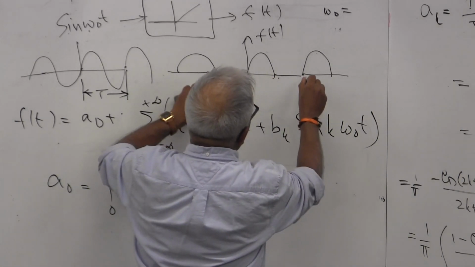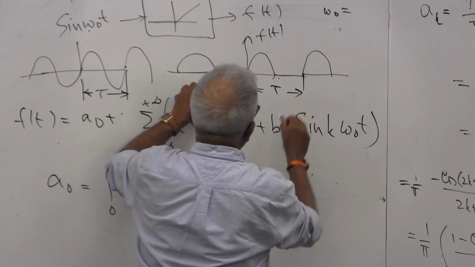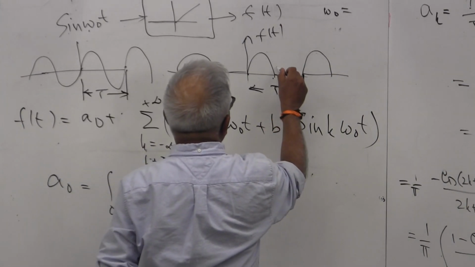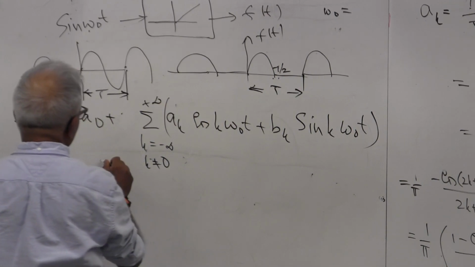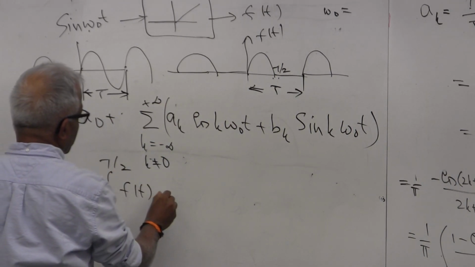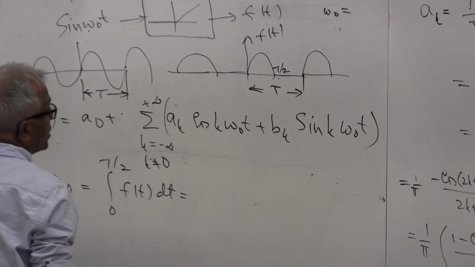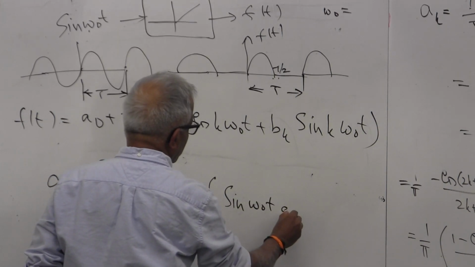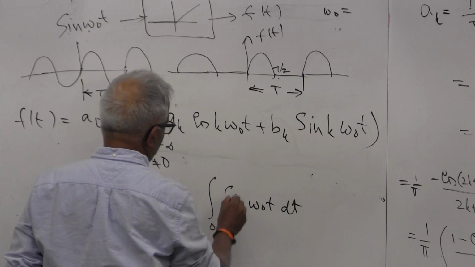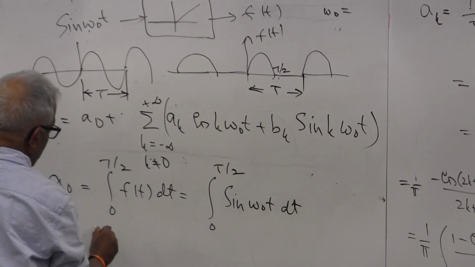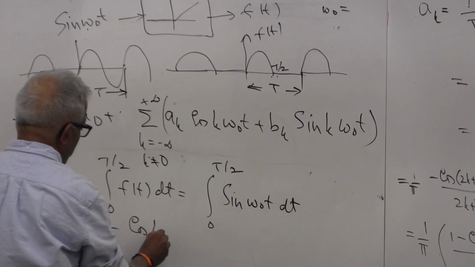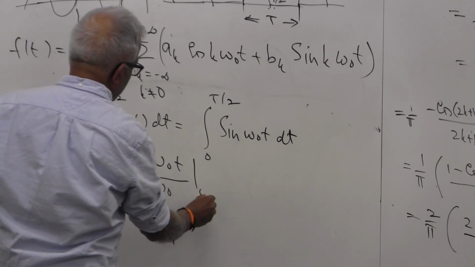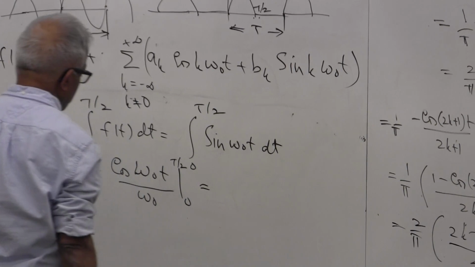I'm sorry, the period is still the same, right? This much. So the period doesn't change, because that's when it repeats. But this point is of course T by 2. So a naught goes from 0 to T by 2 of f(t) dt. f(t) is what? Sine, right? So f(t) is sine omega naught t dt, 0 to T by 2. So minus cos omega naught t over omega naught, from 0. So you just substitute and simplify, etc.